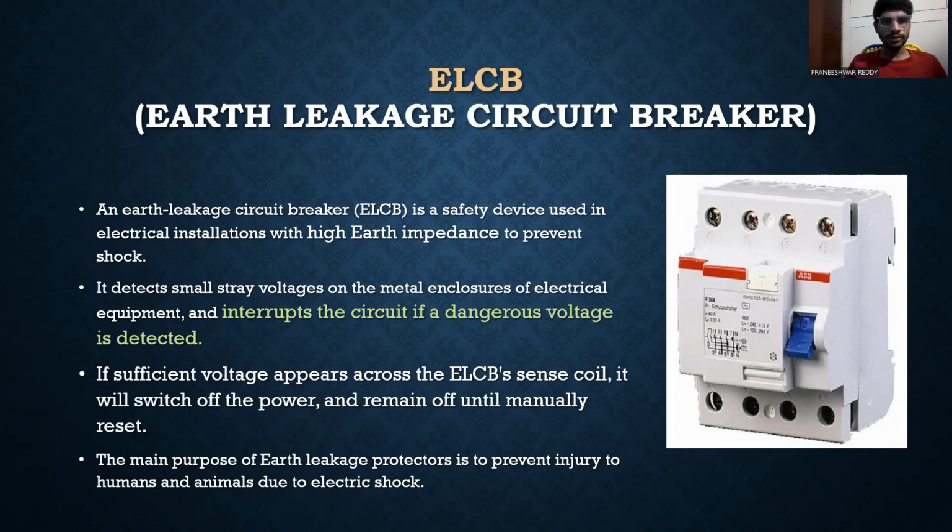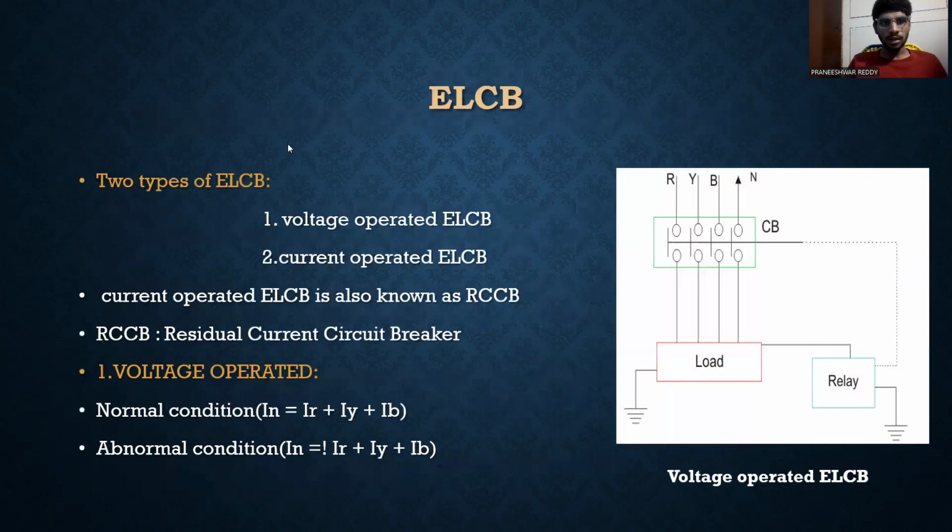Okay, so now let us see the types of ELCBs. There are basically two types of ELCBs. First one is a voltage operated ELCB, and the second one is current operated ELCB. Current operated ELCB is also known as RCCB, that is a residual current circuit breaker. So let us see now a voltage operated ELCB.